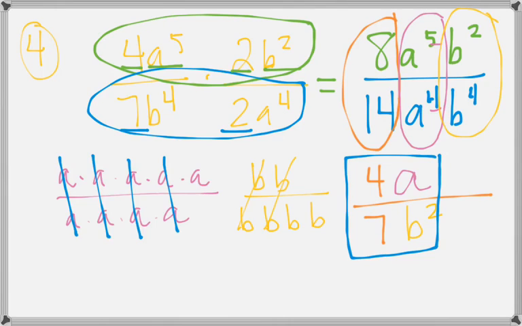All the restrictions in that one are the same. A can't equal 0 and B can't equal 0. And that's because there was an A and a B in the original denominator. So neither of those can be 0, or we're going to be breaking that rule. We cannot divide by 0 ever. Any questions on number 4?